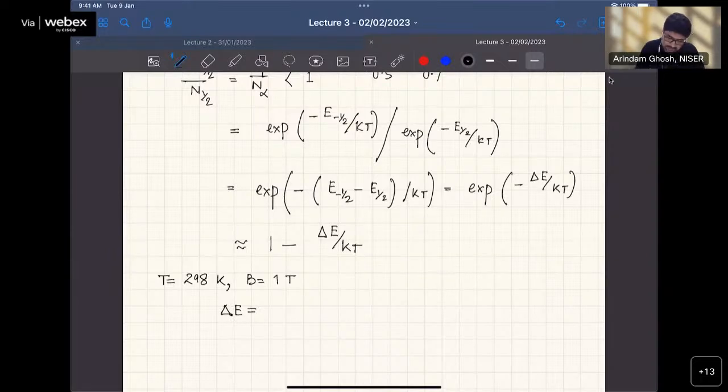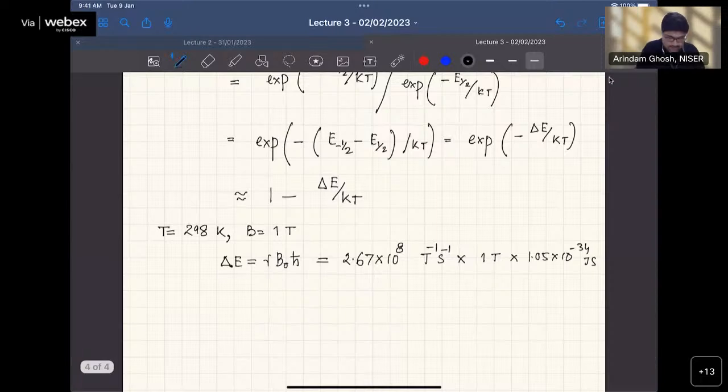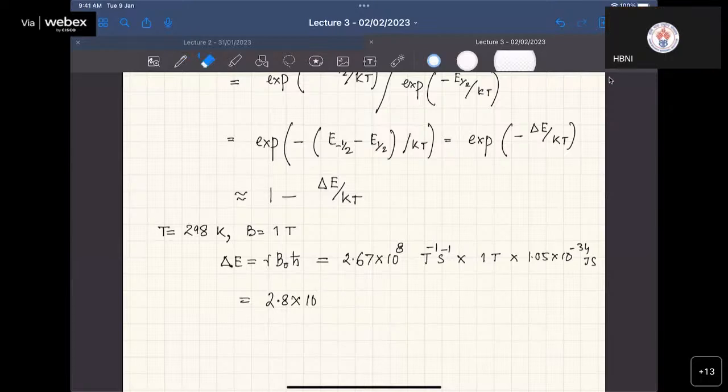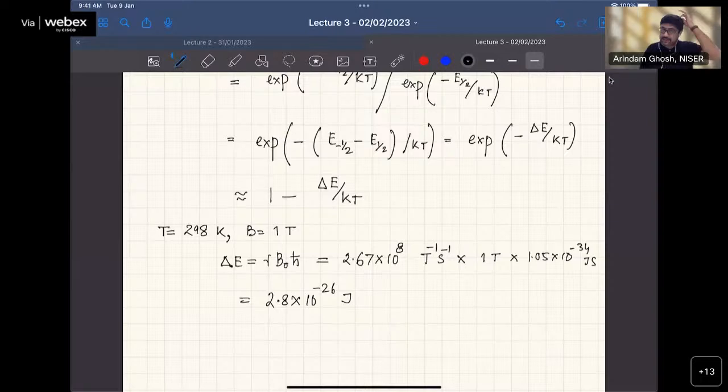Delta E is gamma times B0 times h-cross. We know that this is the expression. We can put the gamma of proton, which is 2.67 times 10 to the power 8 per Tesla, then 1 Tesla for B0, and h-cross is 1.05 times 10 to the minus 34 joule second. So delta E is coming to be something like 2.8 times 10 to the power minus 26 joule. Now you understand how small the delta E is.